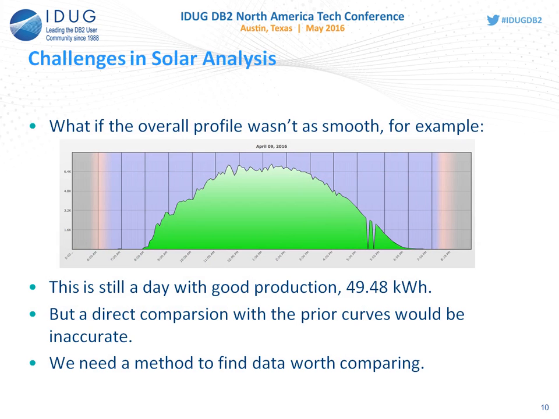So for example, here's another profile. It's not nearly as smooth. It's still pretty close. It's 49.48 kilowatt hours. It's from 2 weeks before, April 9th, 2016. It's still a good day for comparison, but I couldn't directly compare this curve with the very nice smooth curves from the day before. Doesn't work. There's too much spikiness in the data. And so what we've got here is a problem. We need to find a method of getting data that is worth comparing.